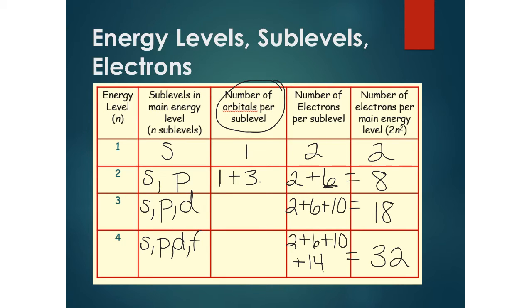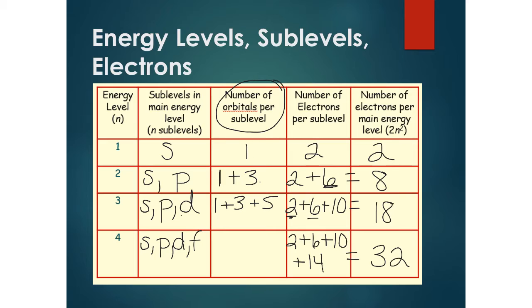So S has one orbital. Each orbital holds 2 electrons. P has 3 orbitals. Each orbital can hold 2 electrons, giving us a total of 6 electrons. D has 5 orbitals.